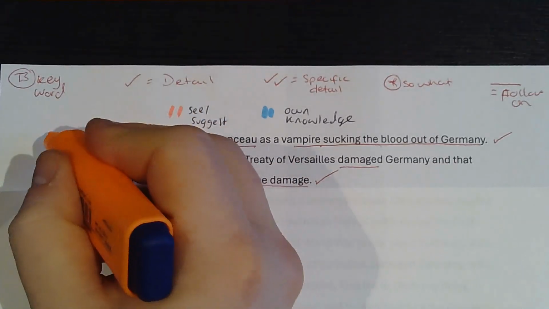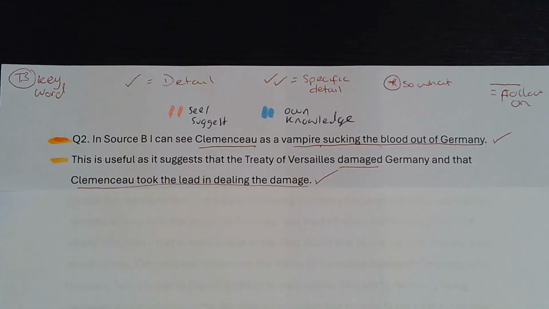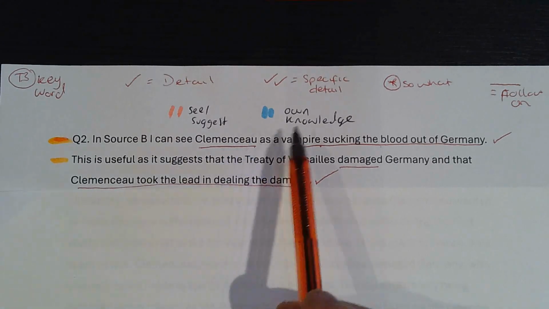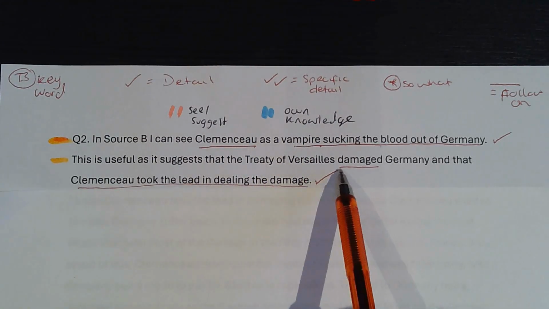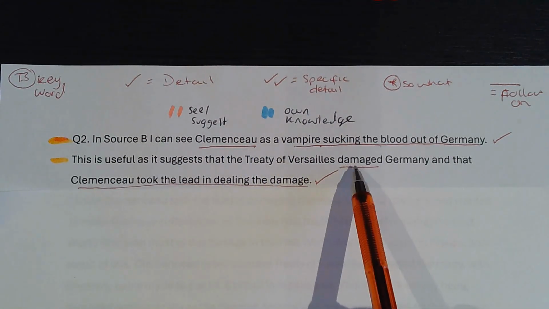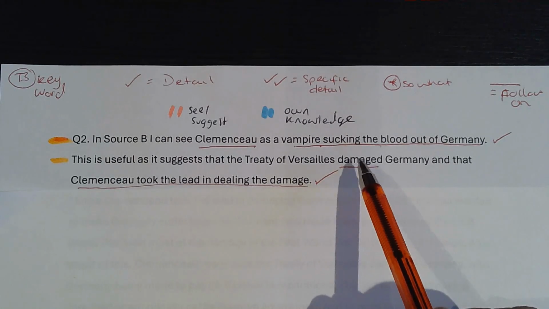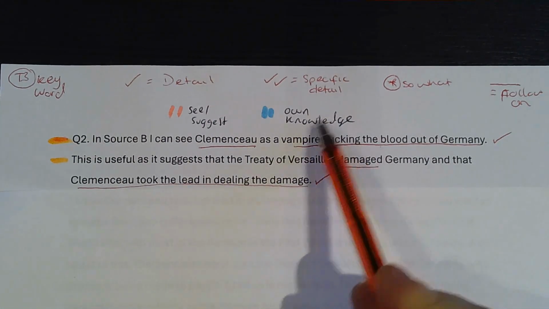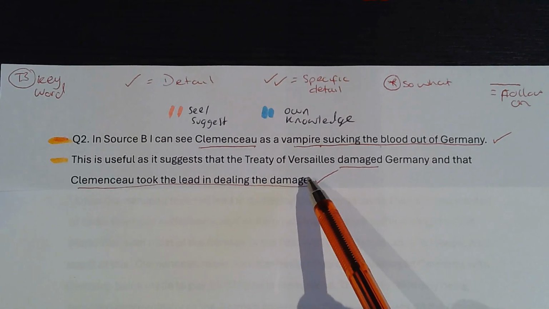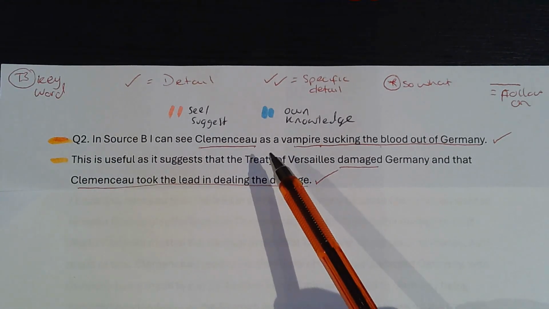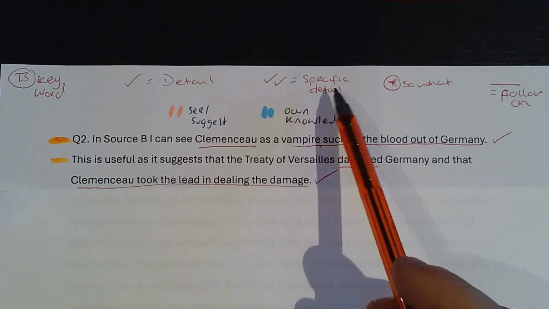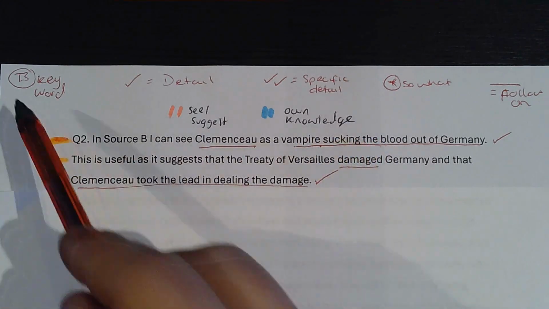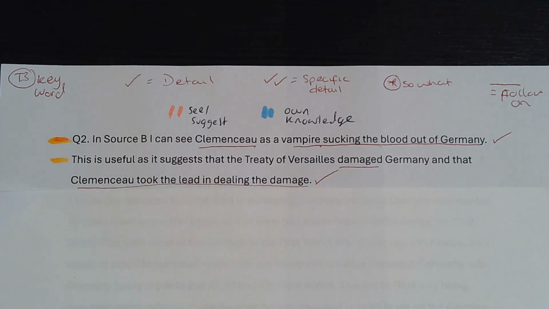Now, what I'm looking for now is my own knowledge. I need to tell the reader, the examiner, how the Treaty of Versailles damaged Germany and how Clemenceau took the lead in dealing with Germany. And it needs to be specific detail, it needs to be so what, it needs to have keywords in it.